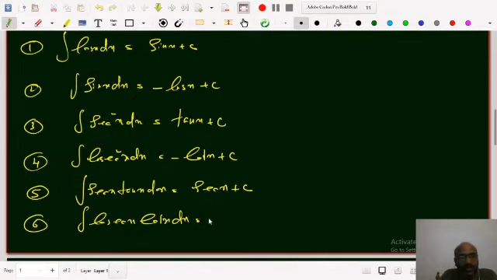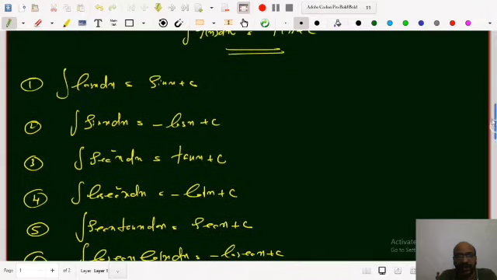Hence, integration of cosec x cot x equals minus cosec x plus c. Okay. Now we can write some more formulas. I'll write the seventh one here.